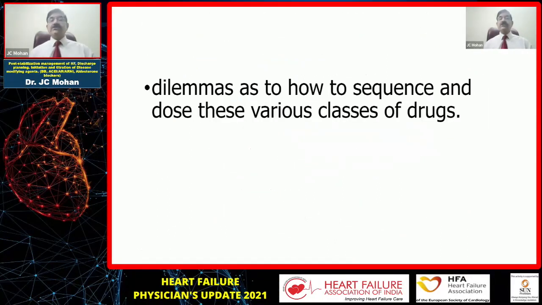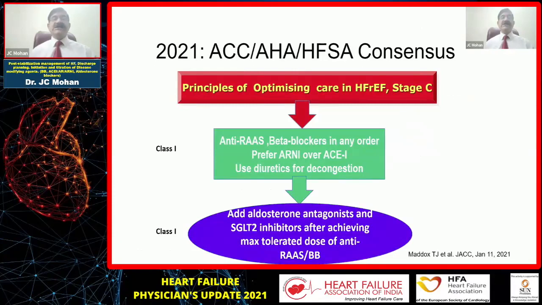The dilemma is how to sequence and dose these various classes of drugs. Now that we have talked about all classes of drugs, the ACC-HFSA consensus 2021 suggests that after you have stabilized the patient, you should start with anti-RAS and beta blockers in any order you prefer. Prefer ARNI or ACE inhibitor, and use diuretics for decongestion, which we haven't talked about. Of course, diuretics are not disease-modifying agents, and you can use them depending on the requirement. Clinical congestion should be the criterion. Sometimes people also use subclinical congestion as a criterion.